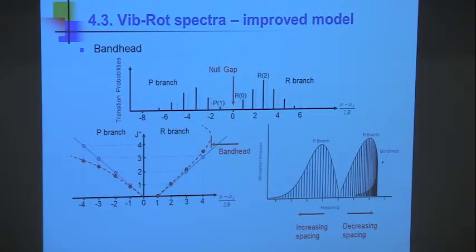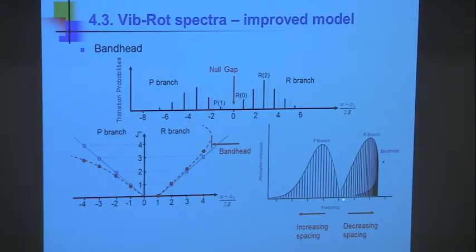So in fact, if you were to plot out the entire spectrum for the P branch and the R branch, you'd see that the R branch lines come back on themselves. The P branch lines get further and further apart, increasing spacing, decreasing spacing. So if you ever see a band head, the edge of the line, you'll know you've got a measure of this non-rigid behavior.